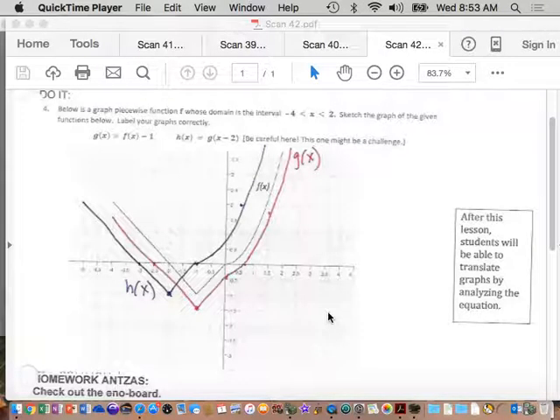Right, the g of x function is the original f of x translated or shifted down 1. So, that is what I do.